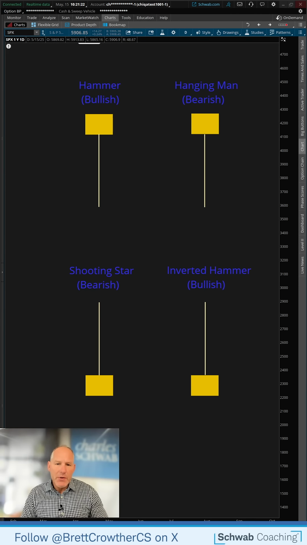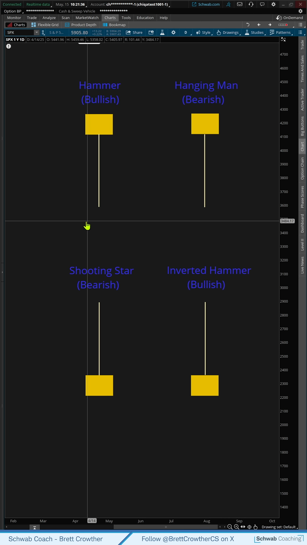I often see confusion around some candlestick formations, like a hanging man and a hammer. They look the same, but one is bullish and one is bearish. So how do we know which is which? Well, I'm Brett Crowther with Charles Schwab, and I want to take just a moment to help us identify how we can notice which is which.